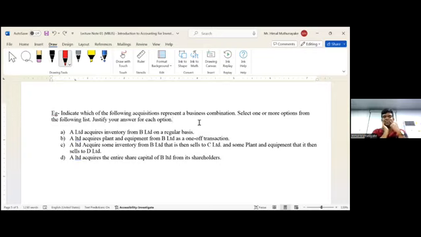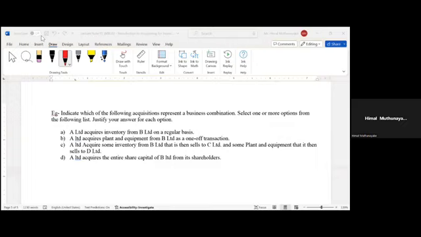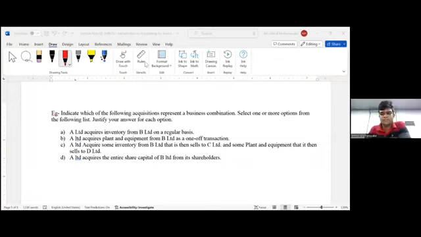Indicate which of the following acquisitions represent a business combination. Select one or more options from the following list. Justify your answer for each option. Yes, try to answer this. I will give you 2 minutes. What you need to do is identify whether each one is a business combination or not. I will explain, because it's taking time now.